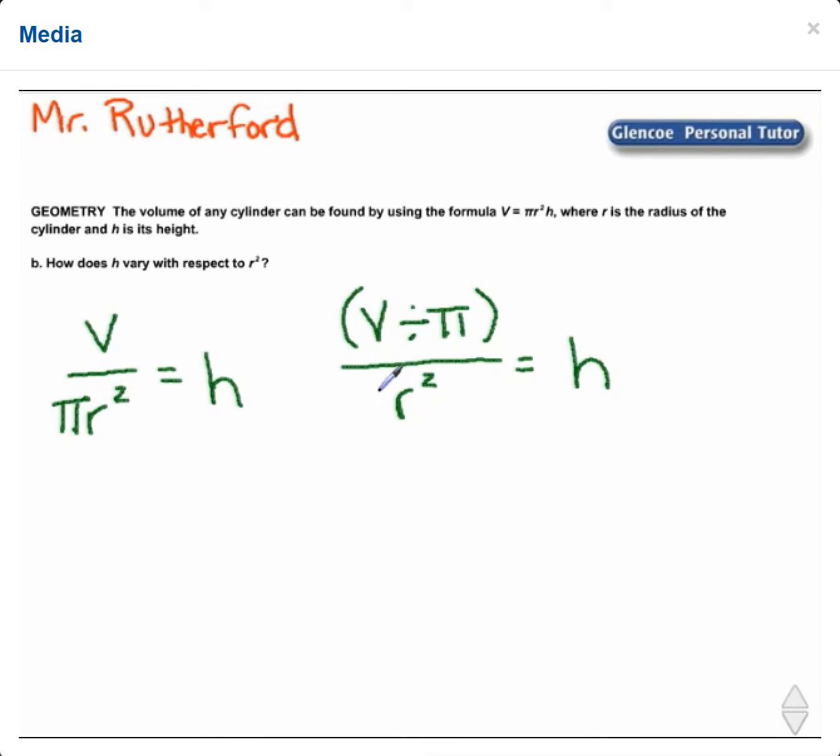Now, if we were to increase our r, or our radius, that would make our h decrease. Or if we were to decrease our radius, that would cause the height, or h, to increase. So because of that, we can determine that h varies inversely as r squared.